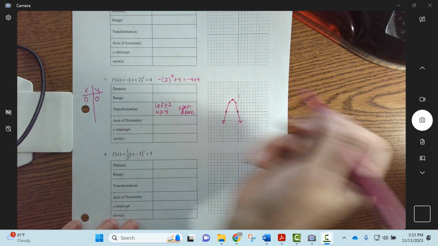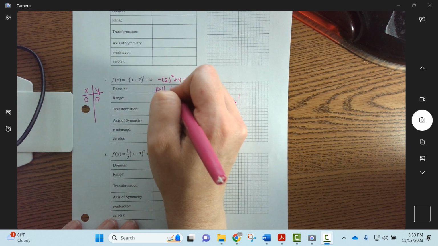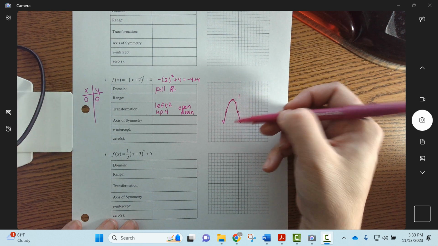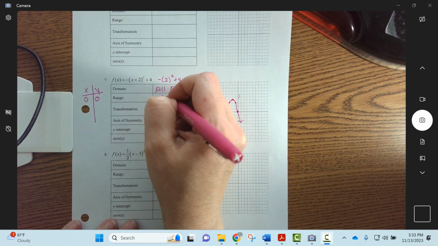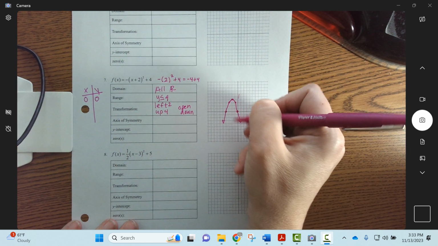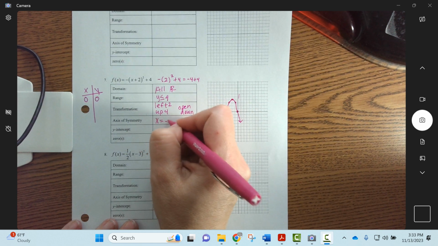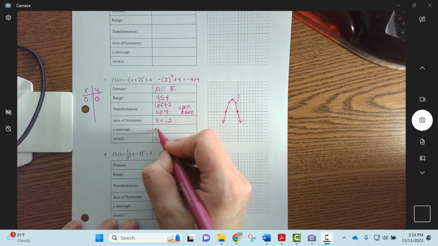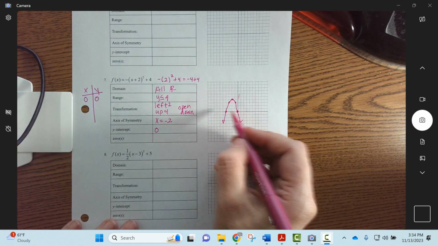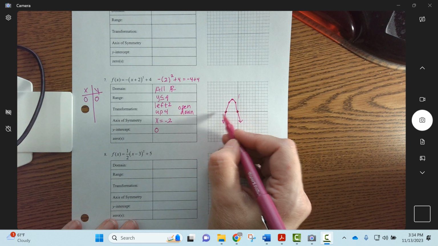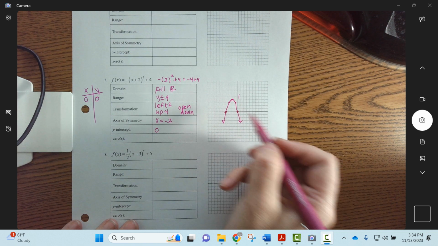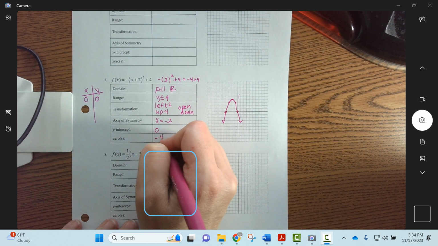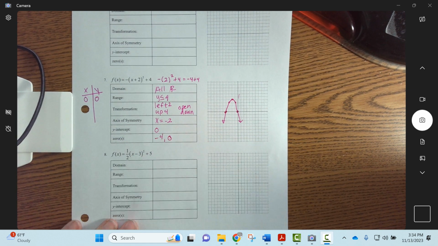All right, let's answer. Domain, all reals. Range, well, let's see, that's up at 4, and then it's going to be less than or equal to that. Axis of symmetry is at -2. Y-intercept, so it's crossing this y-axis at 0. And then it has 2 x-intercepts. So one over here at, let's see, is that 1, 2, 3, 4, -4, and then also at 0.